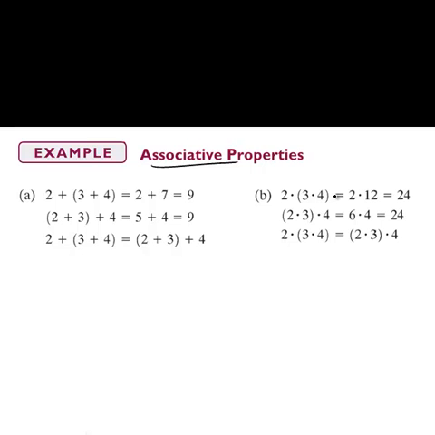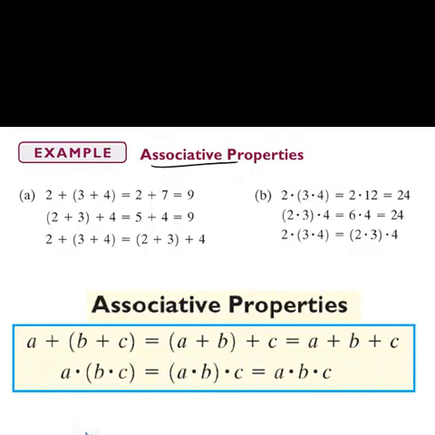Same thing with multiplication. You're going to take 2 times 3 times 4. Well, you can multiply the second two numbers first, right? 3 times 4 is 12. 2 times 12 is 24. Or you can multiply the first two numbers together. 2 times 3 is 6. 6 times 4 is 24. You get the same thing. The associative property holds for multiplication and addition. All right? There's your associative property.